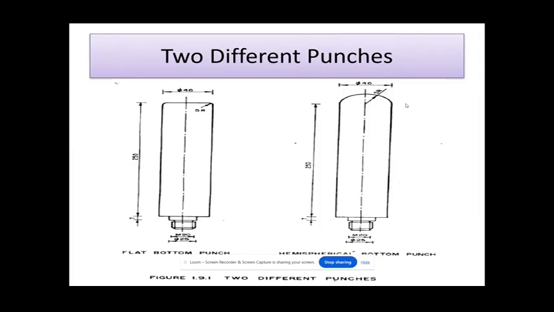Two different punch geometries that can be used in the deep drawing process are shown here. One is a flat bottom punch, another one is a hemispherical bottom punch.